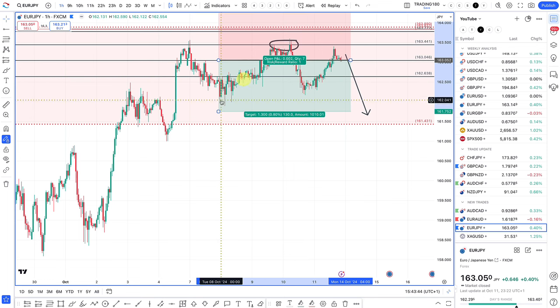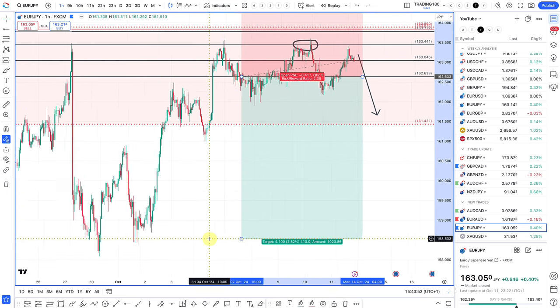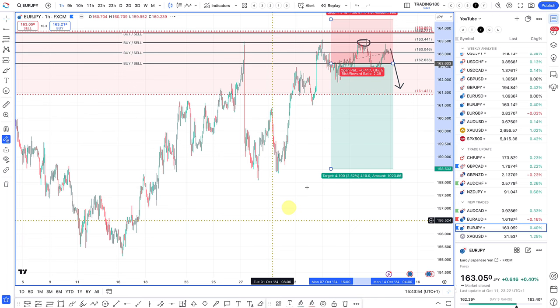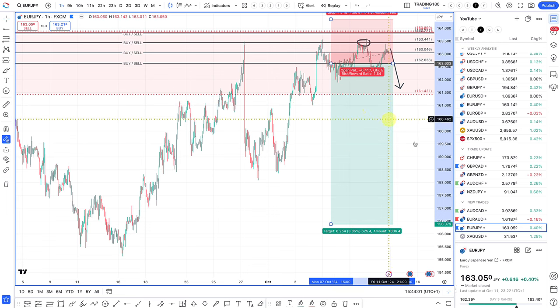I can swing trade this final position, and the entry was around there, right? And then I can swing trade it and hold it for a lot longer, right? And try and aim for these lows and see what happens. So the potential for the trade is nice on that.